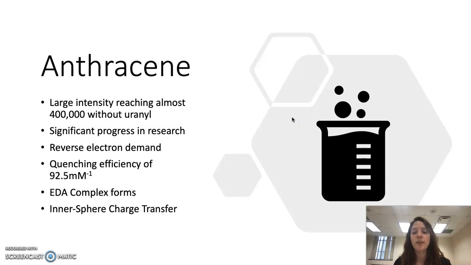Next were the results of anthracene with uranyl. Anthracene itself had a large intensity reaching almost 400,000 without uranyl. It was a significant progress in research and showed proof that reverse electron demand could happen.